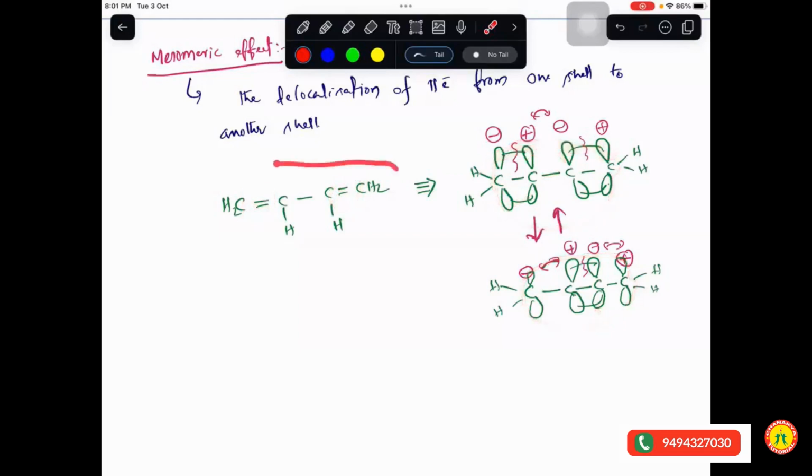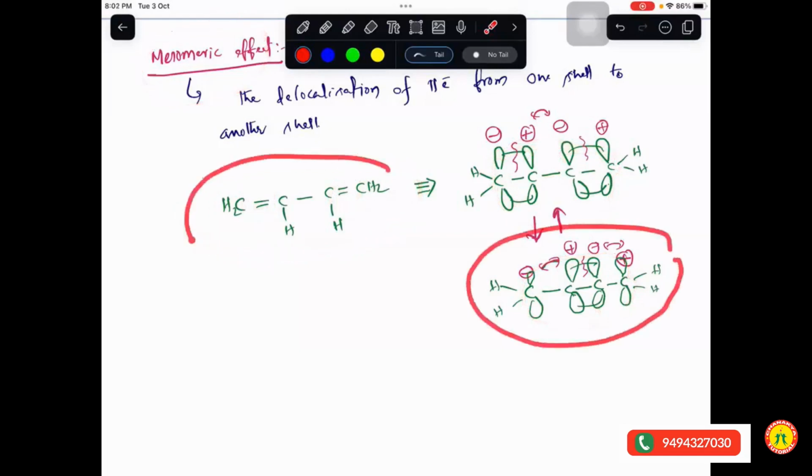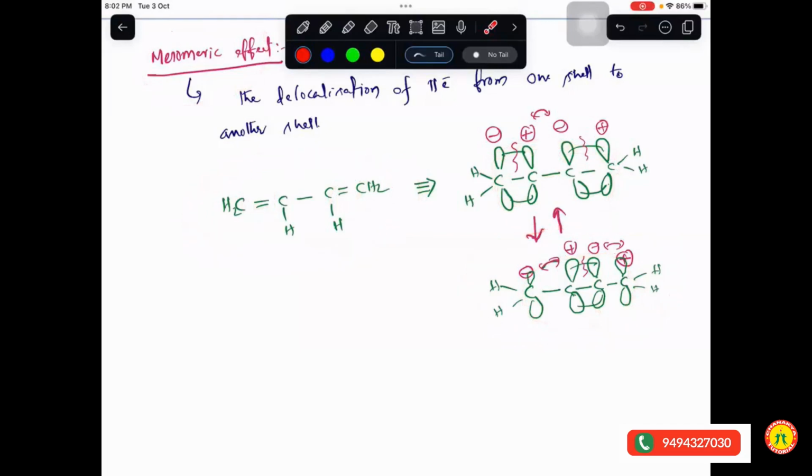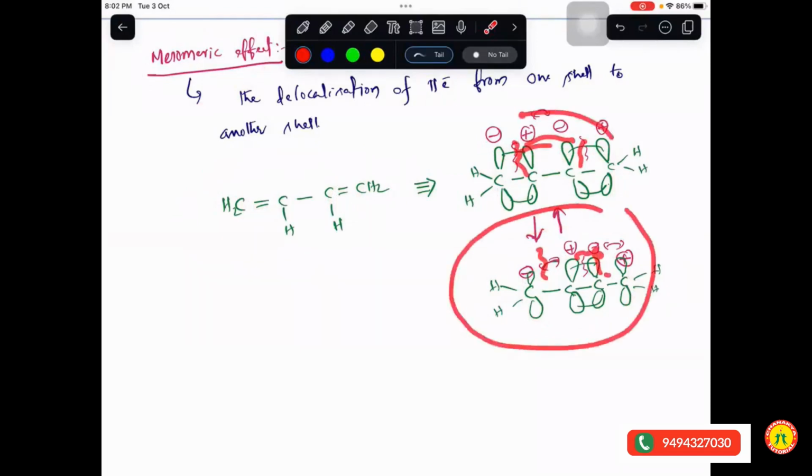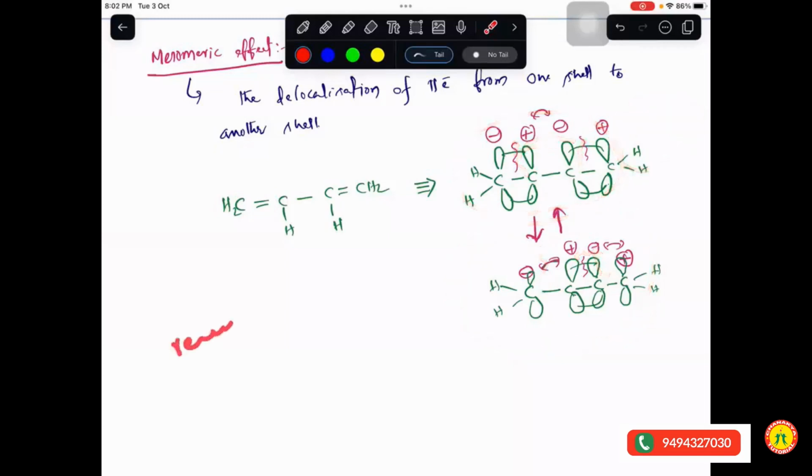So any structure that follows the resonance or mesomeric effect, that structure is more stable. That molecule is more stable. Why? Because, as I just told, breaking the bond, forming the bond, breaking the bond, forming the bond, it is continuously happening in the molecule. So it can lose some amount of energy and become more stable. That's why it is resonance stable. Molecules having the resonance effect are more stable as compared to normal molecules.